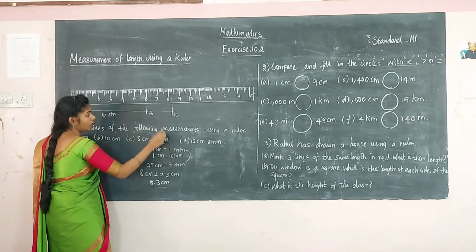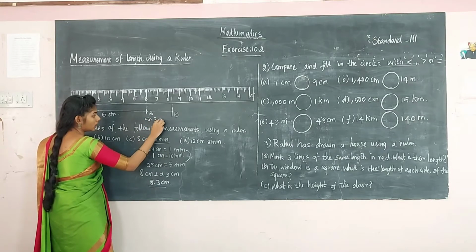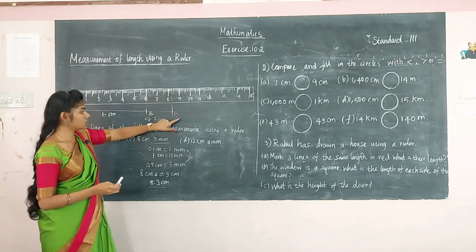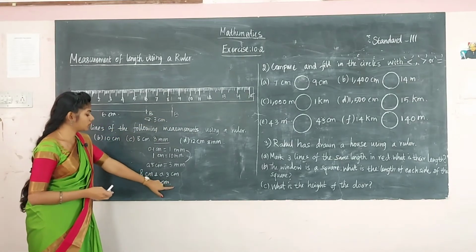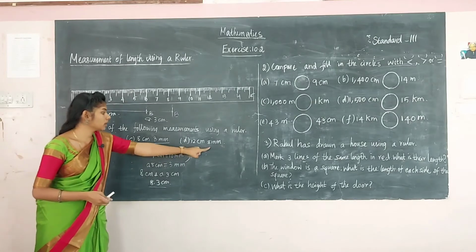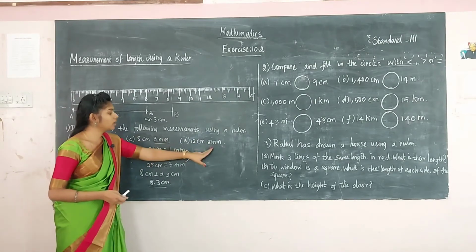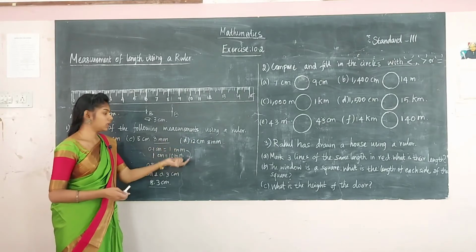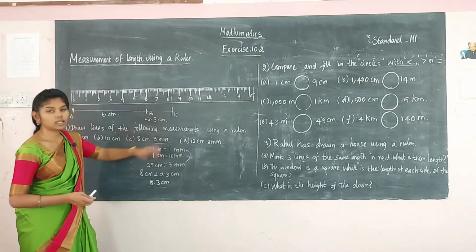Here is 8.3 centimeter. You will draw like this from A to 8.3, that is B. This is the measurement in centimeter, and it is the same way for 12 centimeter and 8 millimeter. Here 3 millimeter is given, here 8 millimeter is given. So you have to convert into centimeter and then you draw the line this way.